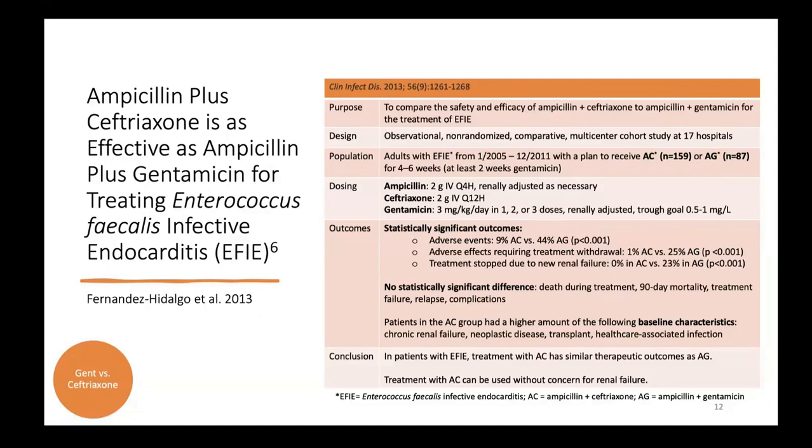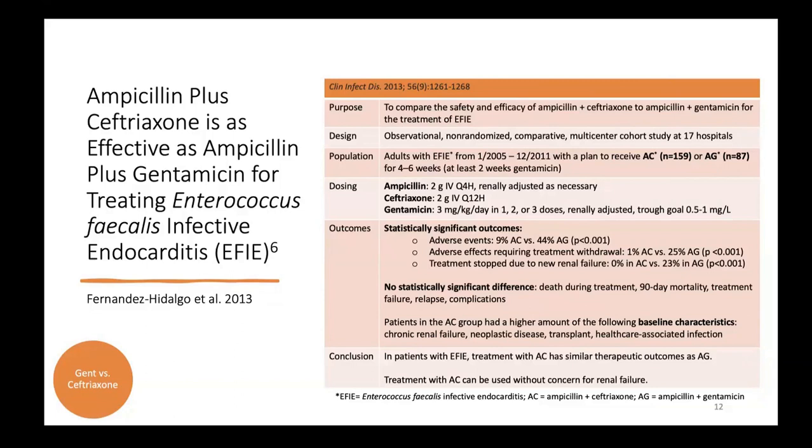So this was an observational, non-randomized, multi-center study, and they compared ampicillin plus ceftriaxone versus ampicillin plus gentamicin, with patients having at least 2 weeks of gentamicin. And in terms of statistically significant outcomes, there were 9% adverse effects in the ampicillin ceftriaxone group versus 44% in the AmpGent group. And then there was also a statistically significant increase in adverse effects requiring treatment withdrawal. So more patients had to discontinue treatment or switch treatment when they were started on AmpGent.